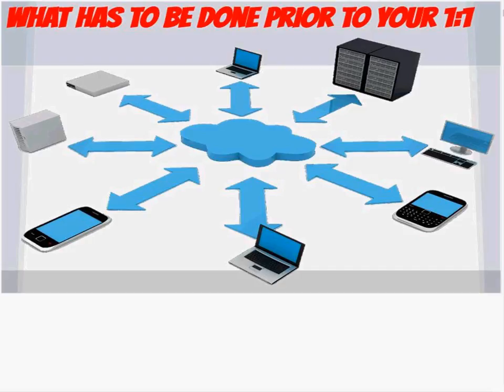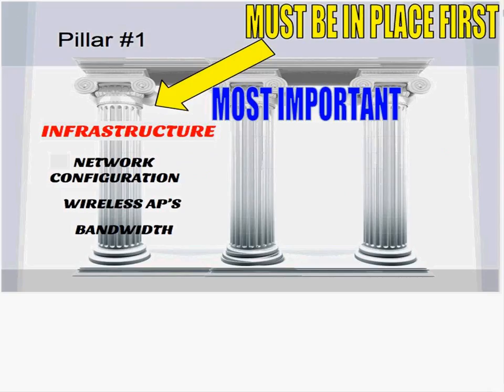So, things to be done prior to your one-to-one. And these are the most important things. And I'm sure if you're listening, you've probably already taken a look at some of these things, but I can't emphasize enough, in the order that these appear, this is how it should probably be done in your district. The infrastructure is the key. You have to have your infrastructure set up. You have to have your APs in place. And there are two different approaches: you can have coverage or saturation.